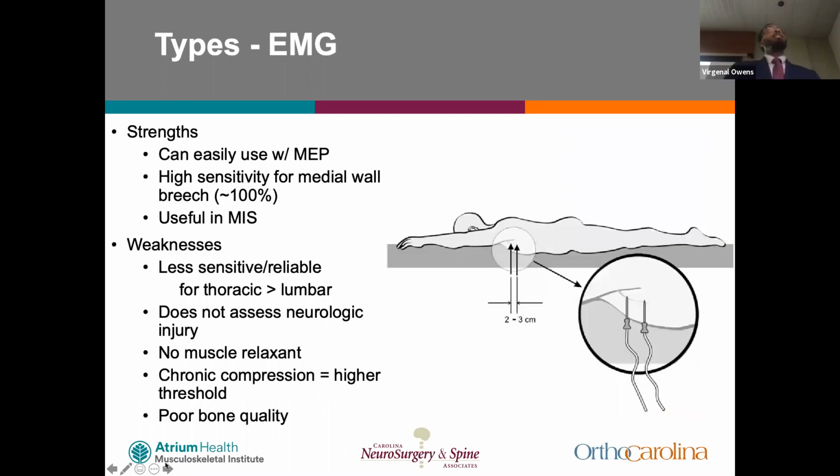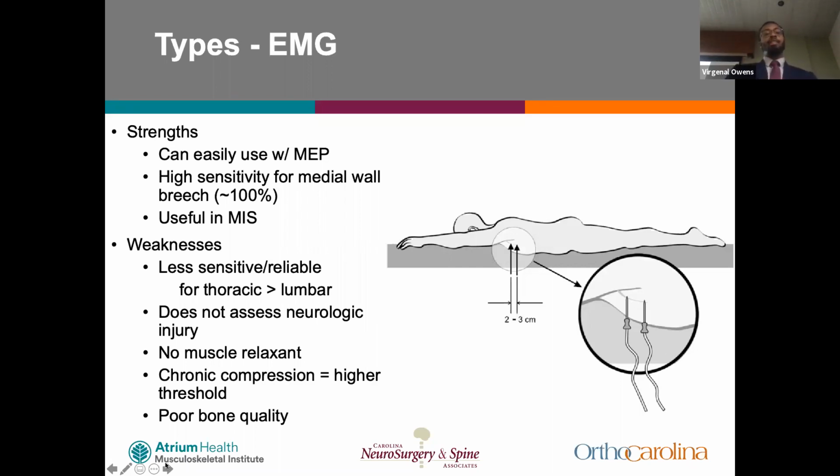So the strengths is that it can easily be used with MEP or motor evoked potentials. The reason being that the leads that you use for motor evoked are basically the same. So you can use EMG and MEP very easily together. It has almost 100% sensitivity for medial wall breach, and it's also useful in minimally invasive surgeries. The weakness is that it's less sensitive and reliable for thoracic levels of pedicle screw placement. The idea being that the signal you get from a muscle in the extremities is much more consistent than if you try to get it from the thoracic musculature, which has much more overlap.